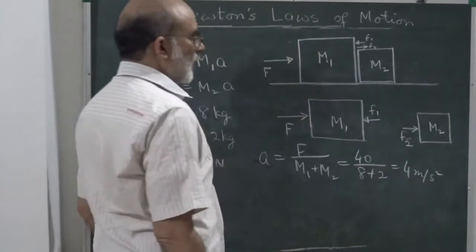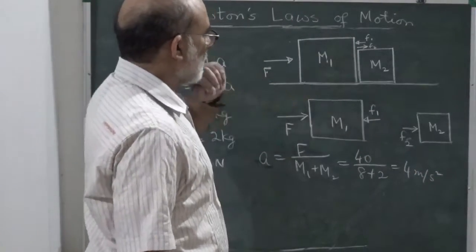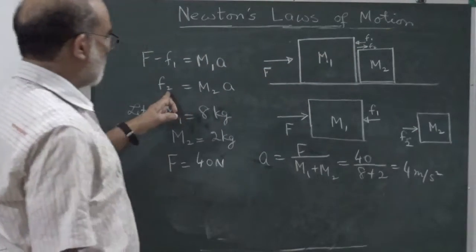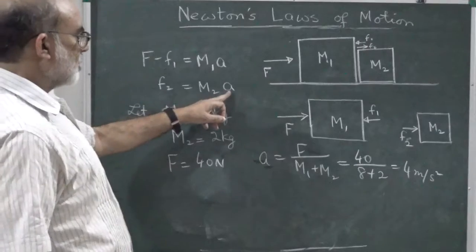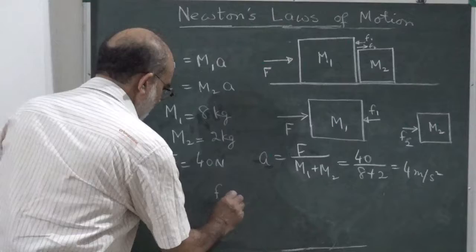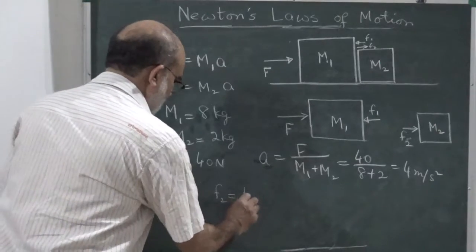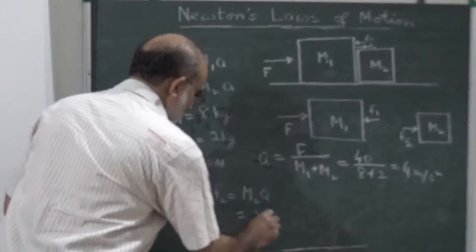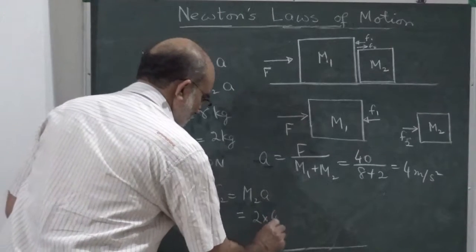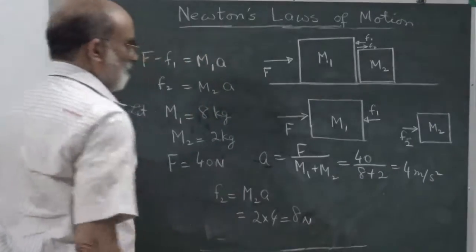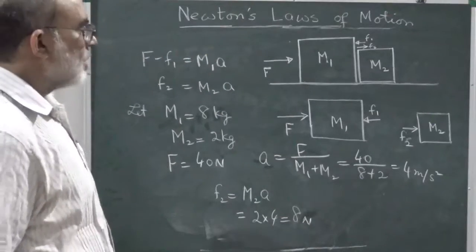Now we want to find the action and reaction between them. It means either you calculate F1 or F2. Simply put the values of acceleration here, you will get it. So F2 is equal to M2 times A, and M2 we have taken as 2 kilogram, and this is 4, that is equal to 8 Newton.